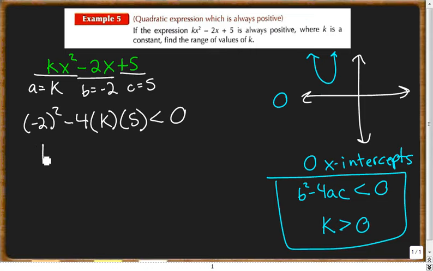So negative 2 squared is 4. Negative 4 times k is negative 4k, times 5 makes negative 20k. And that has to be less than 0. So we're going to go ahead and continue to solve for k here. I'm going to move this to the other side, so it's going to become 4 is less than 20k. And if I divide by 20 on both sides, I'll have k is greater than 4 over 20, which means that k has to be greater than 1 over 5.